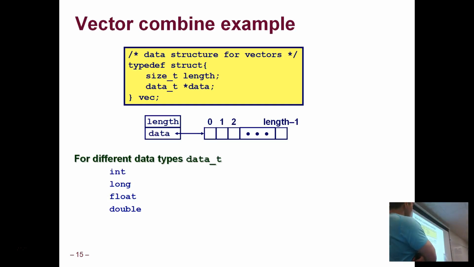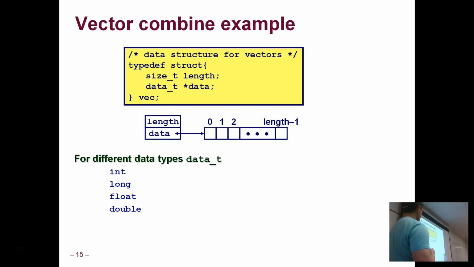So vector combine is our example, and we're going to use this data structure. So here's your vector. It's got a length of size t, and this length corresponds to the number of elements in the data array. So you'll have here an array of data elements of type data t. And what we're going to do is operate on this structure. We're going to perform a computation and see what the runtime is. We're going to change the data t to be an array of integers, an array of longs, of floats, and doubles. And then we're going to implement an operation on this data array that can vary between multiplication and addition.